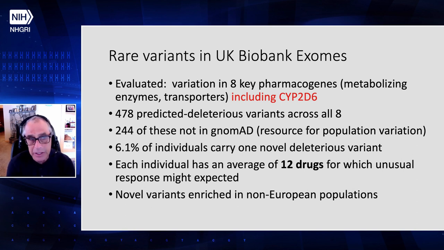And in fact, 6% of the individuals in the UK Biobank carry at least one novel deleterious or predicted deleterious variant. And overall, each individual has an average of 12 drugs for which they might be expected to have an unusual response because of the variants seen in their genome. And of course, I must mention that the UK Biobank is not the most diverse resource, but we did see in the non-European populations contained in the biobank that novel variants were enriched. So not only is it a question of bringing pharmacogenomics to the population at large, but it's also an issue of justice to be able to understand what these novel variants that might be more common in non-European populations mean for those patients.